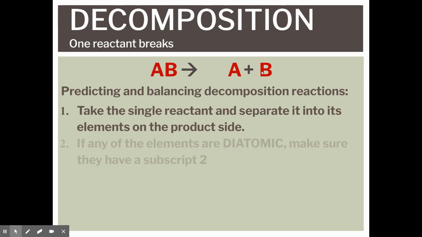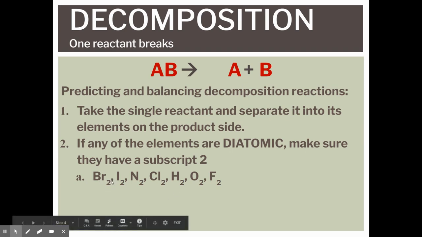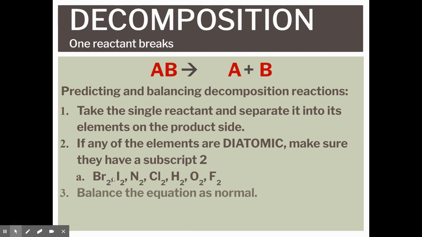All right, separated. Make sure that if element A or element B are diatomic, you put a subscript behind them. Remember, these are the diatomic elements. Bromine, if you encounter bromine by itself, it has to be Br2. Iodine would have to become I2. Nitrogen would have to become N2. These 7 elements are the diatomic elements. And if a compound decomposes and one of those elements is diatomic, it has to form with a doubled up little 2 subscript right there, okay?